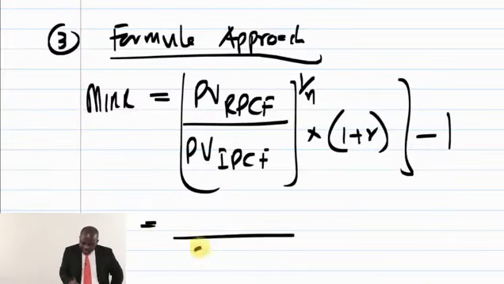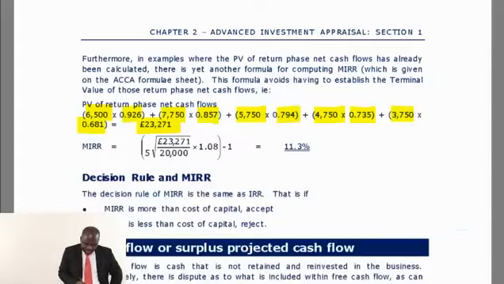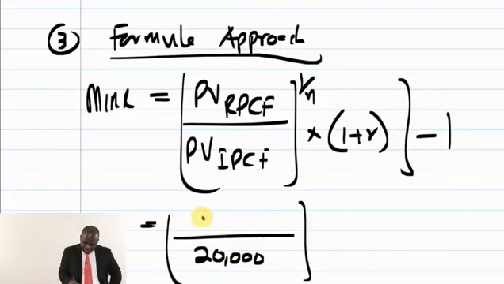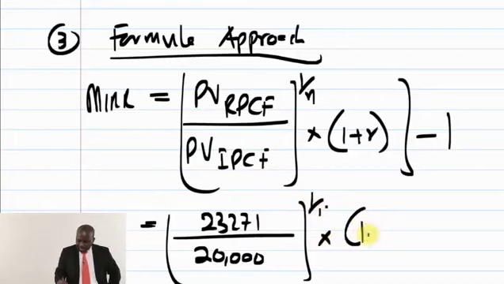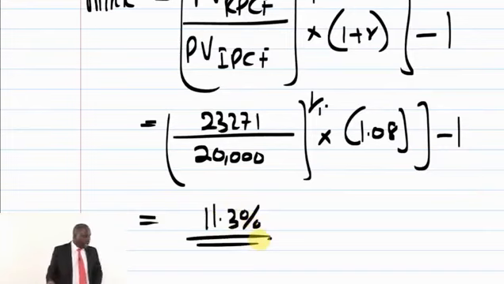So if the investment phase present value is 20,000 and the present value of the future cash flows is 23,271, then 23,271 raised to the power 1 over 5, multiplied by 1 plus the cost of capital of 8%, all minus 1. When you solve this, you'll get 11.30%. Okay, so it is a matter of your choice which method you would like to follow. But I would prefer that you forget about the first one because it is just too long.